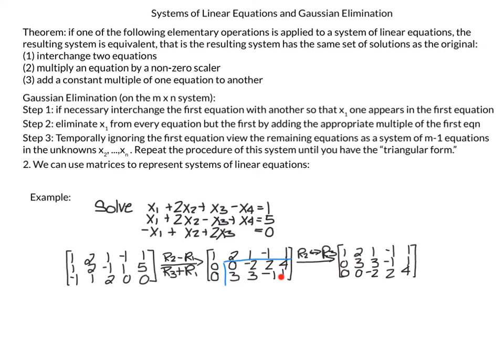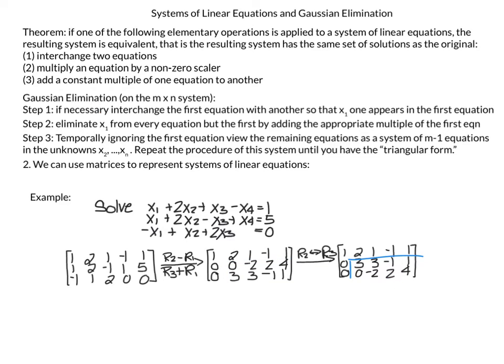So essentially, I'm eliminating this column, this row, and I'm looking now at just this matrix, and I'm going to start my procedure over again. So step 1, if necessary, interchange the first equation with another so that x1 appears in the first equation. But x1 doesn't appear in the first equation because it's multiplied by 0. So I need to interchange these two rows. And I notate that with this if and only if sign. So interchanging row 2 and R3 is this if and only if, and that's what I have done here.